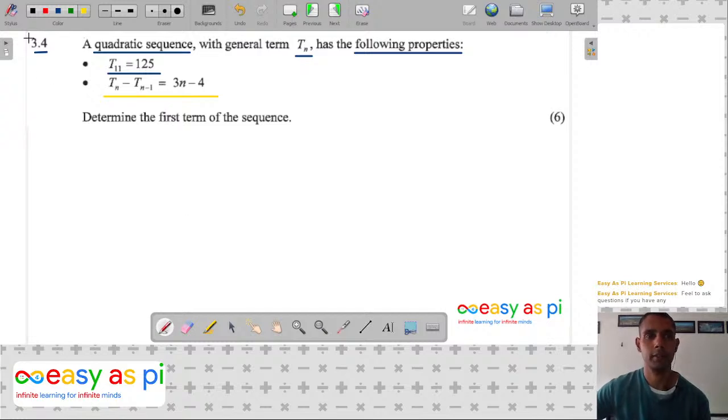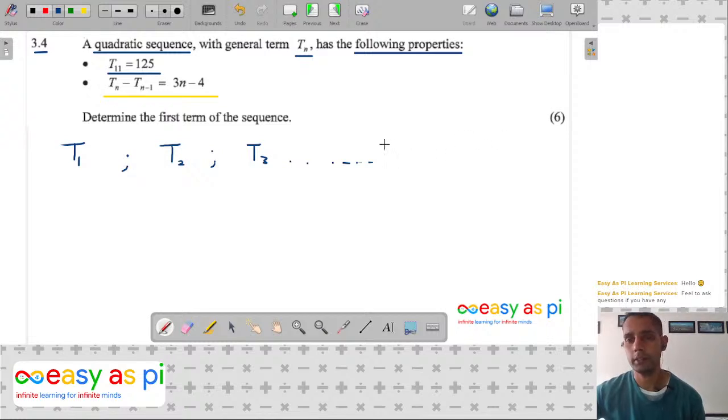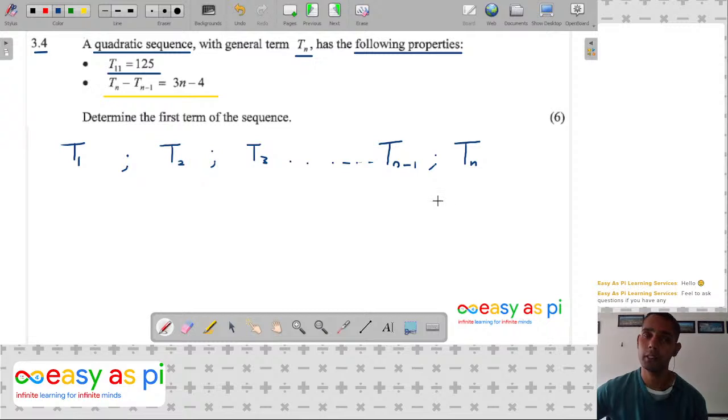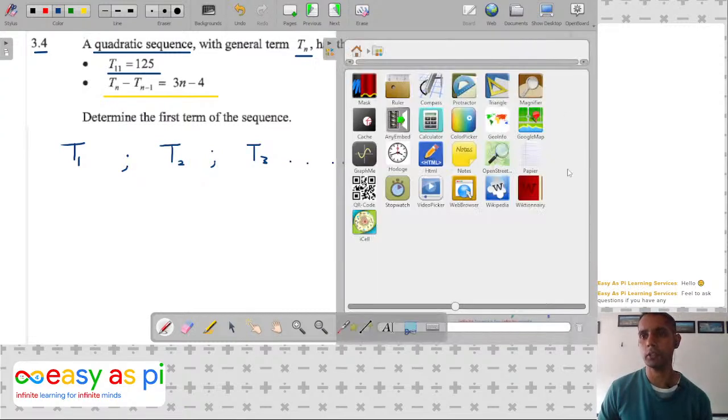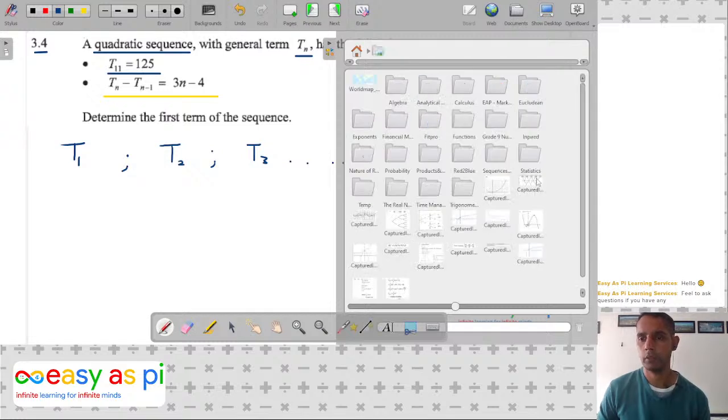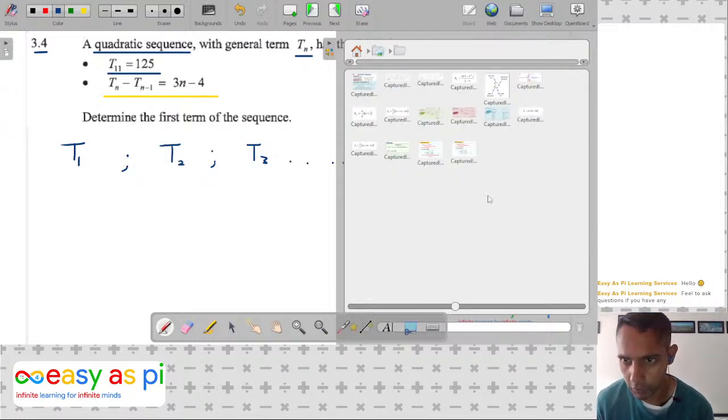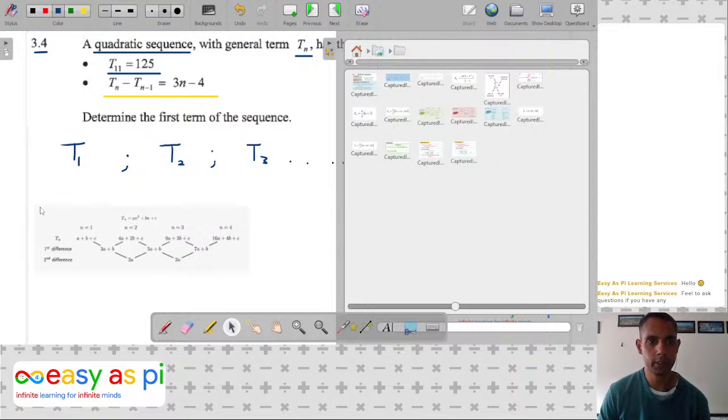Because if I had to write down my quadratic sequence, I know the quadratic sequence would be T1, T2, T3. Let's say I went all the way to the end, and let's say the second last term would be Tn minus 1, and then the last term would be Tn. Okay, that is my clue to you. I'm going to give you the structure of the quadratic sequence to help you along, and as much relevant information as I feel you need.